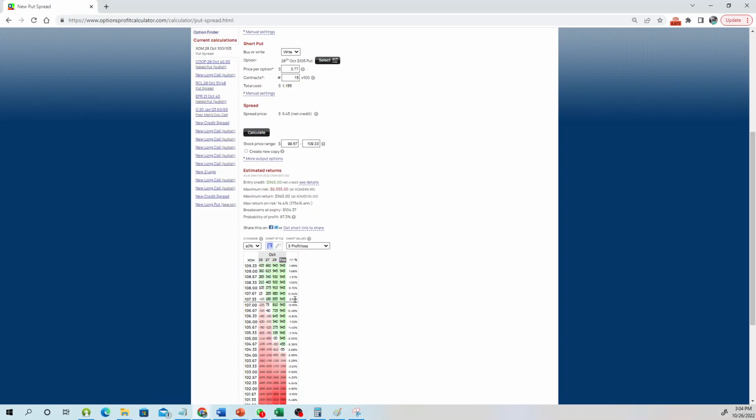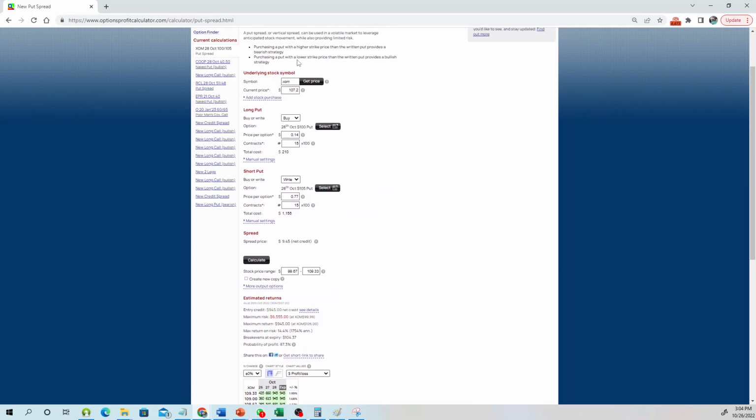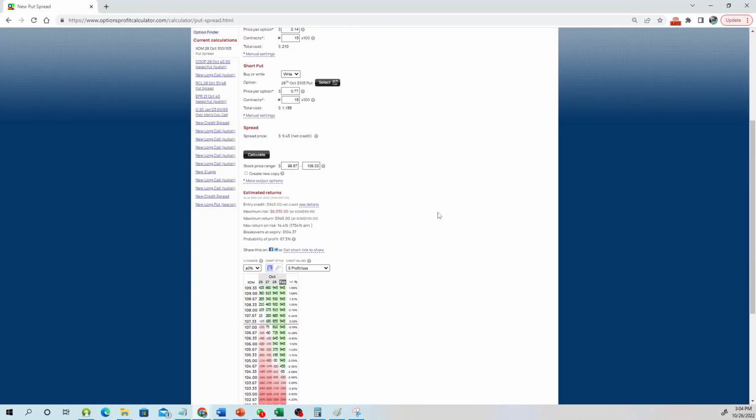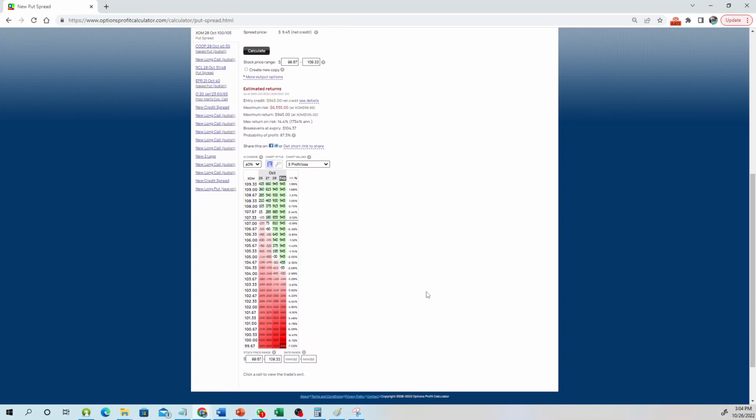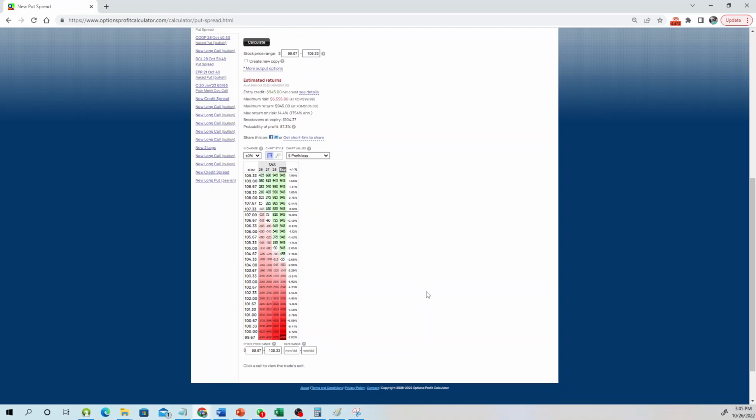And you're set. The good thing about doing this with something like XLE or ExxonMobil, anything that's big blue chip, is that if you do get assigned, you have a higher probability of making it back by just selling covered calls against it the following week.